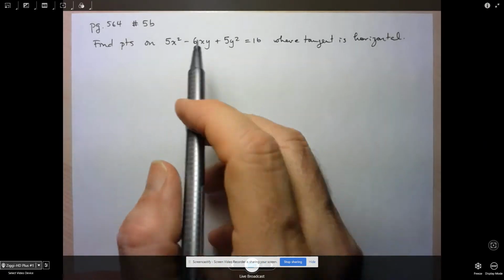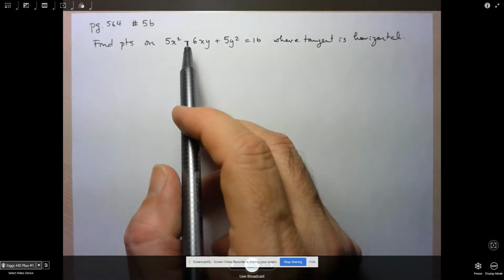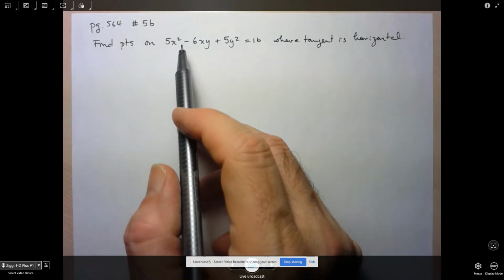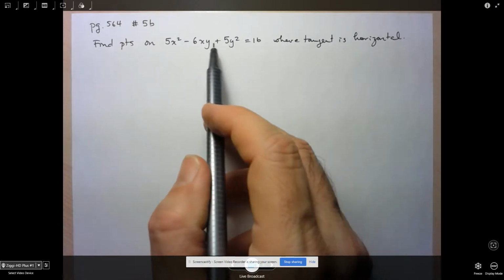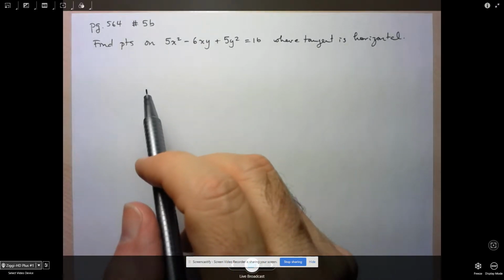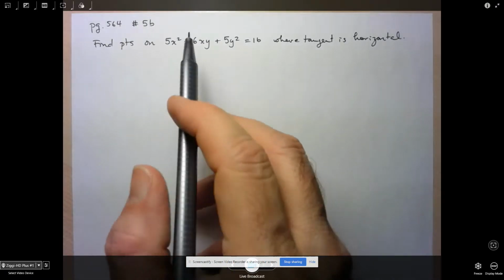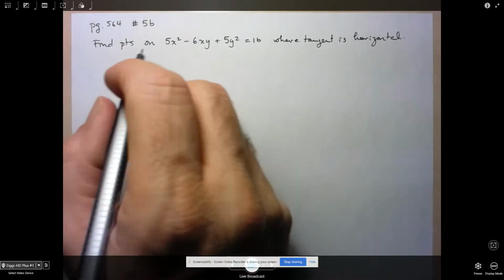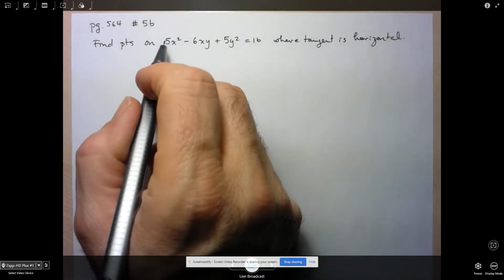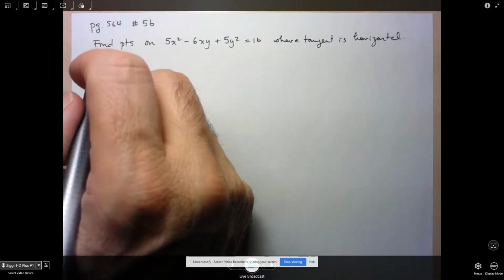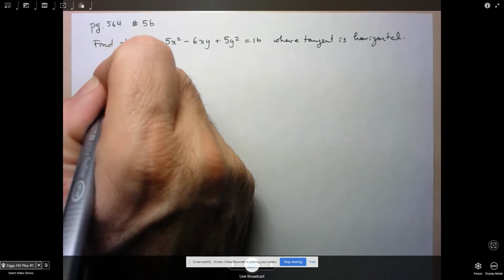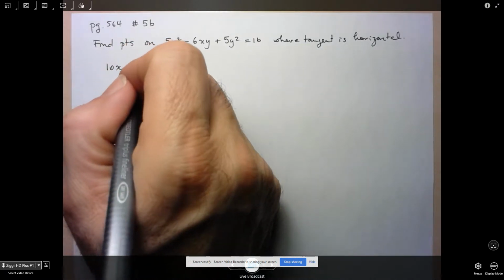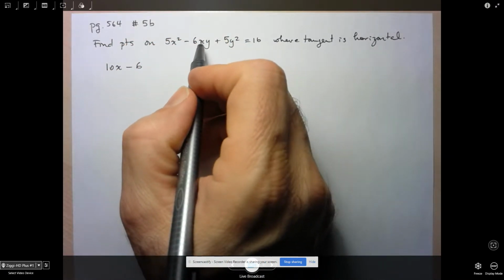Since this is a relation defined implicitly, and I definitely can't solve for y explicitly, I'm going to use implicit differentiation. The idea is to take the derivative of both sides of the equation. The derivative of 5x squared with respect to x, nice and easy, is 5 times 2x, so that's 10x, minus 6 times the derivative of xy.